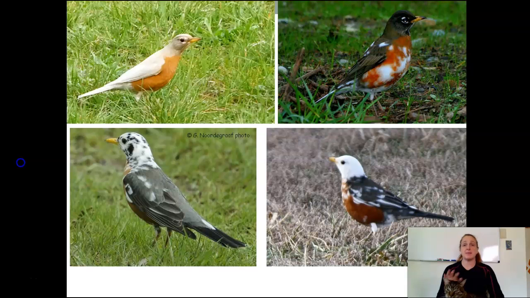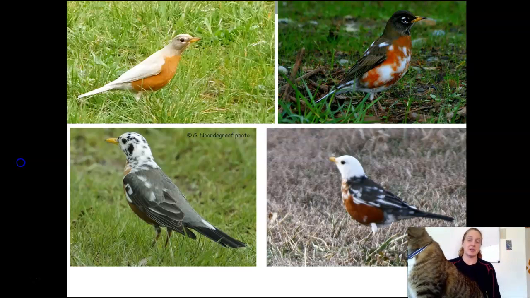So here are some more examples of what we see in robins, that partial albinism. The one thing that we need to keep in mind is that robins are prey for a lot of species. They're prey for other bird species. They are also prey for land species, like this cat here, but also things like foxes and just about anything that could grab a hold of a robin.